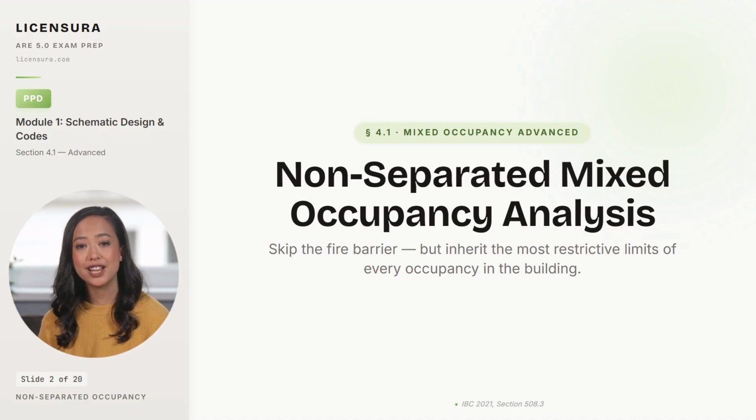Miss it in practice and the building official rejects the permit set and the schedule blows. The exam writes the trap deliberately, and the trap works because most architects underestimate how aggressive the most restrictive rule actually is. The analysis is a 3-step sequence. Get the steps in order and the answer falls out.